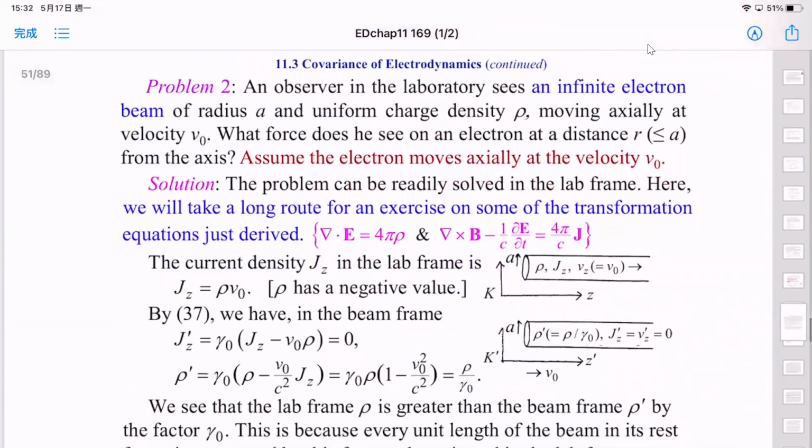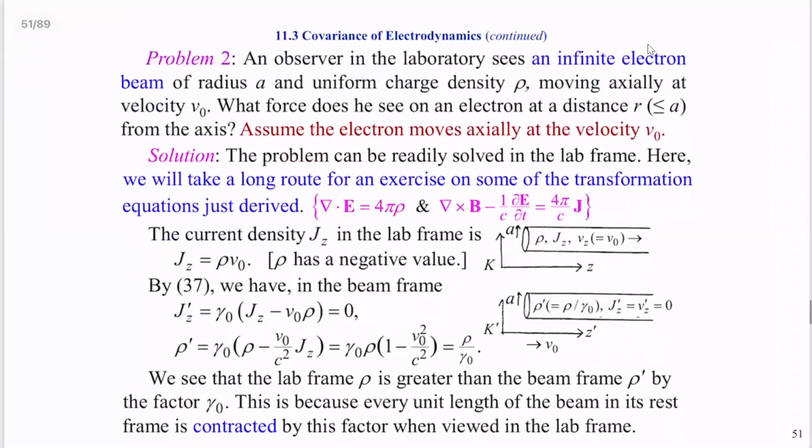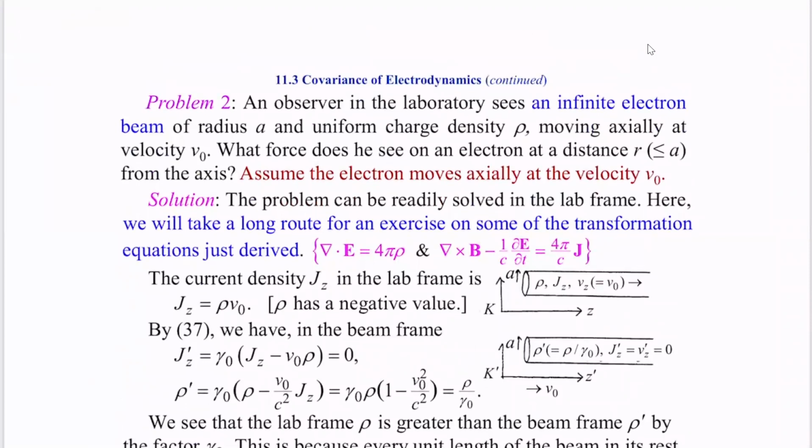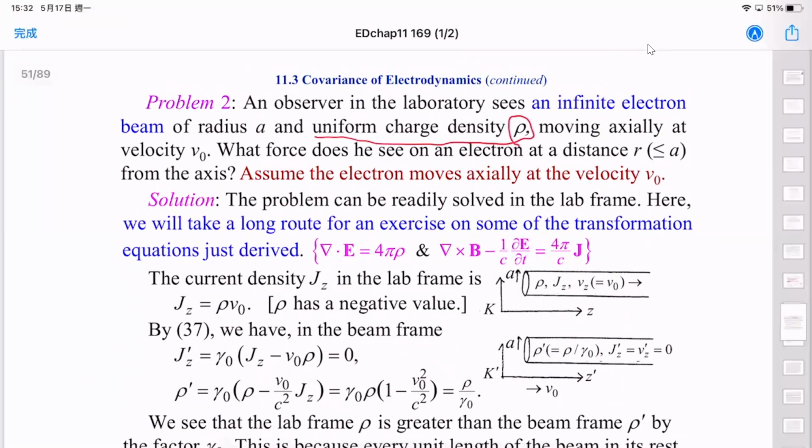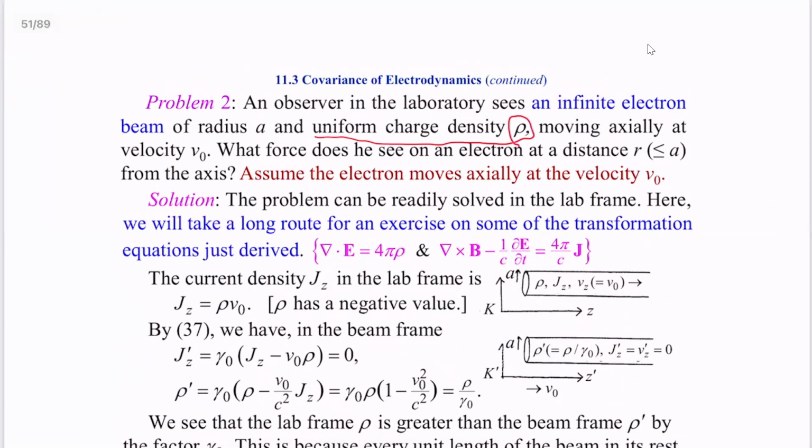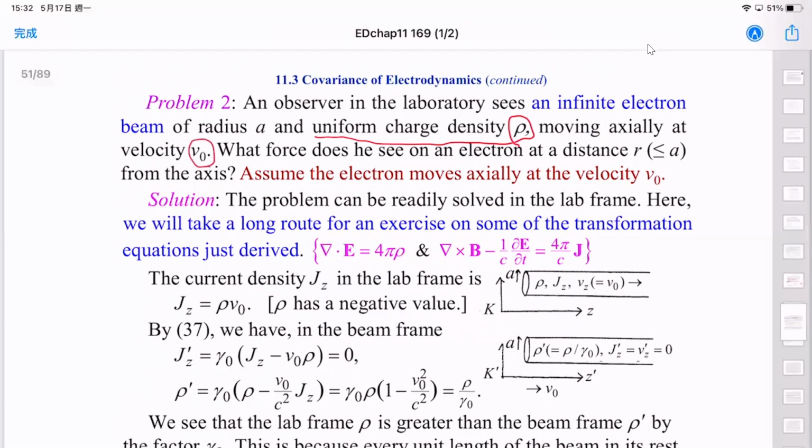Problem 2. Let me read problem 2 for you. An observer in a laboratory sees an infinite electron beam of radius a and uniform charge density rho. So in the rest frame, he sees the uniform charge density rho, and the charge is moving at velocity v0. So we know the relation, J_z equals v0 rho, okay?